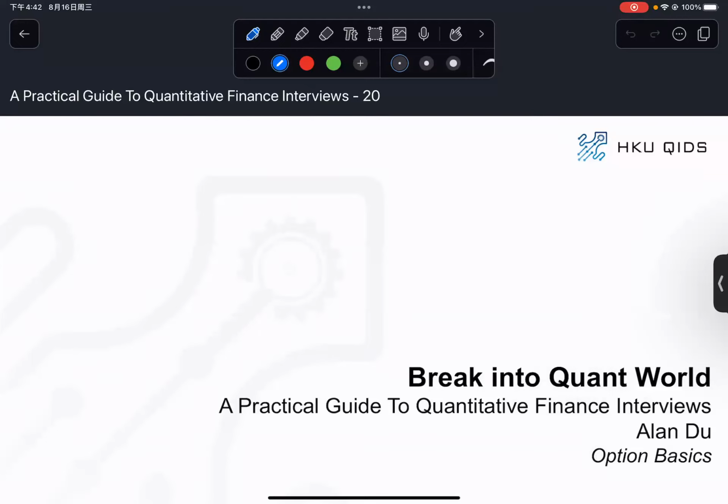Today, we are going to enter the second last chapter, finance. We are going to first talk about option basics today. So in quantitative finance, I think derivatives is one of the most important topics that is frequently asked and should be answered during the interviews, no matter for sell side or buy side.